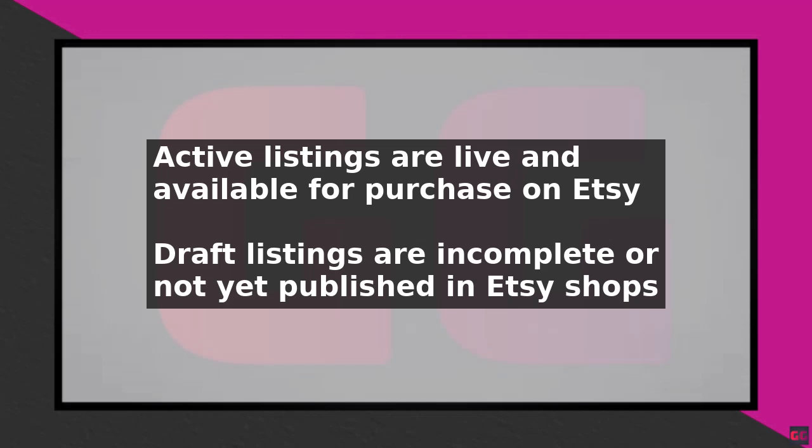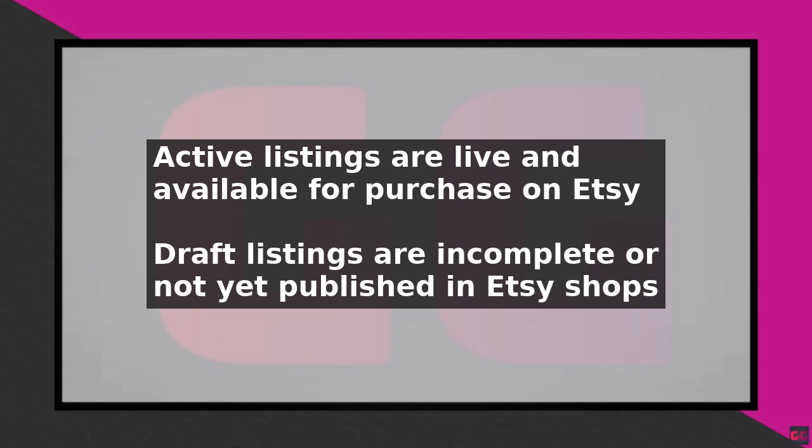To organize your listings, start by logging into your Etsy account and navigating to the Shop Manager section. From there, click on the Listings tab, where you will see a list of all your active, draft, and expired listings. You can filter this list by using the search bar at the top of the page or by selecting specific categories, such as active or draft.